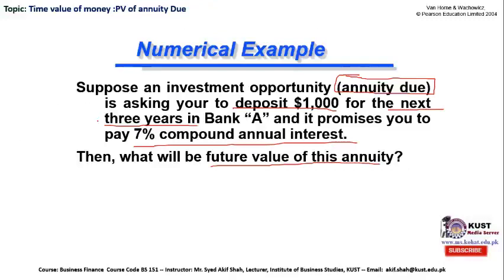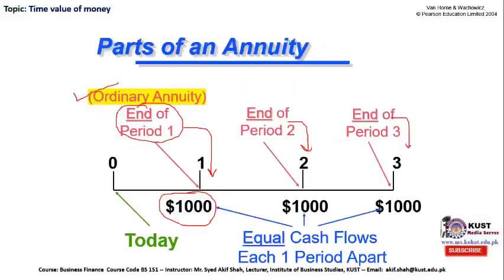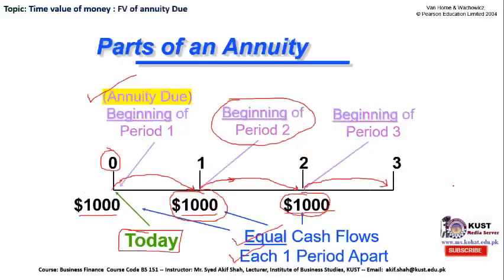As we can see that 3 years has been mentioned clearly in this numerical case. Therefore, we have made a timeline which covers 3 periods of investment. Now, after making a timeline and clearly mentioning the amount you are going to invest into this annuity due example, the question is asking us to calculate the future value of annuity due.